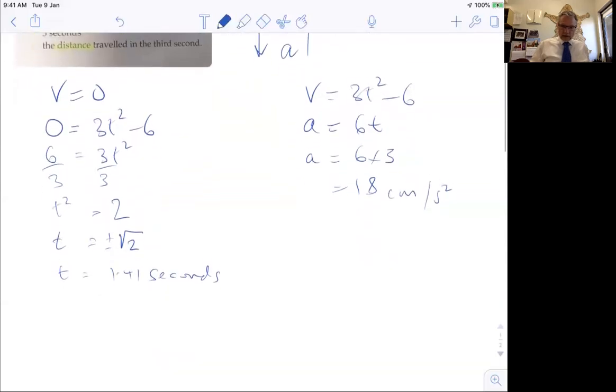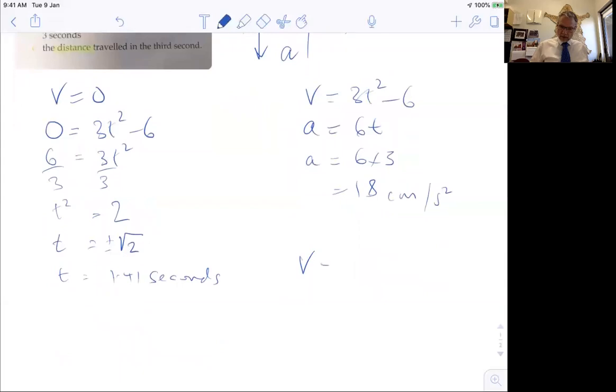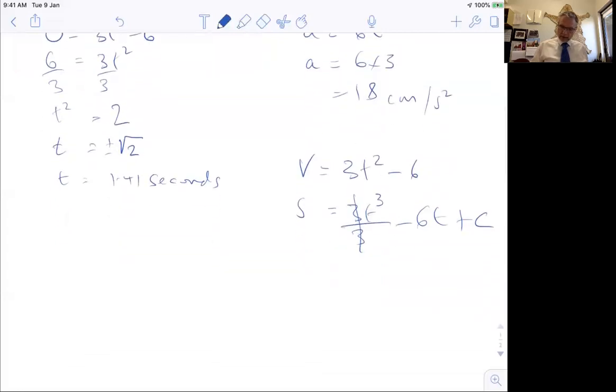So C now is the distance. Again, we start with the velocity equation, 3t squared minus 6. But this time to get S, we anti-differentiate. So we get 3t to the power of 3. We add 1 to the power, then divide by that power, minus 6t plus c. These 3's cancel out, and therefore I get t cubed minus 6t plus c.